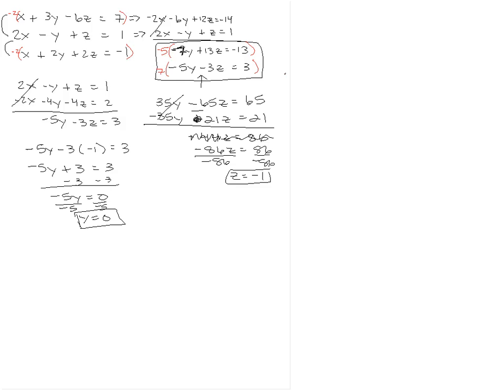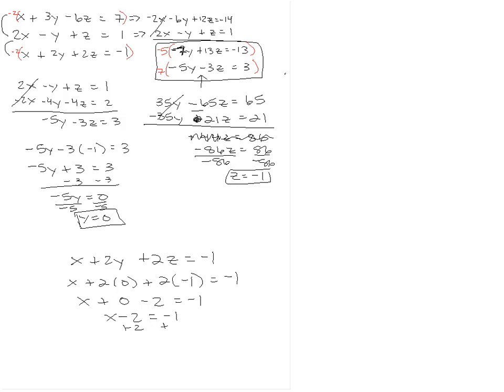Now I just have to go back to one of the initial problems. I'll just take the last one. x plus 2y plus 2z equals negative 1. And now I know that y is 0 and z is negative 1. So x plus nothing, so 0, minus 2 equals negative 1. So x minus 2 equals negative 1. Add the 2, and you get x equals 1. My answer is 1, 0, negative 1.